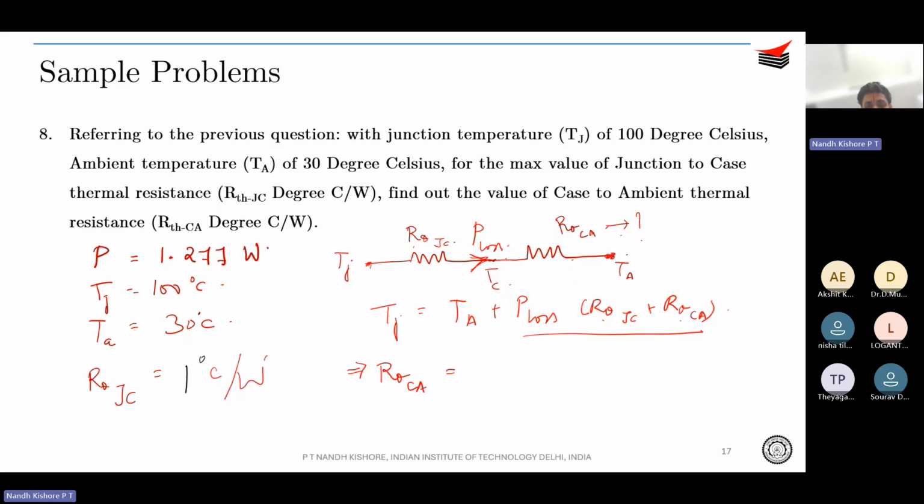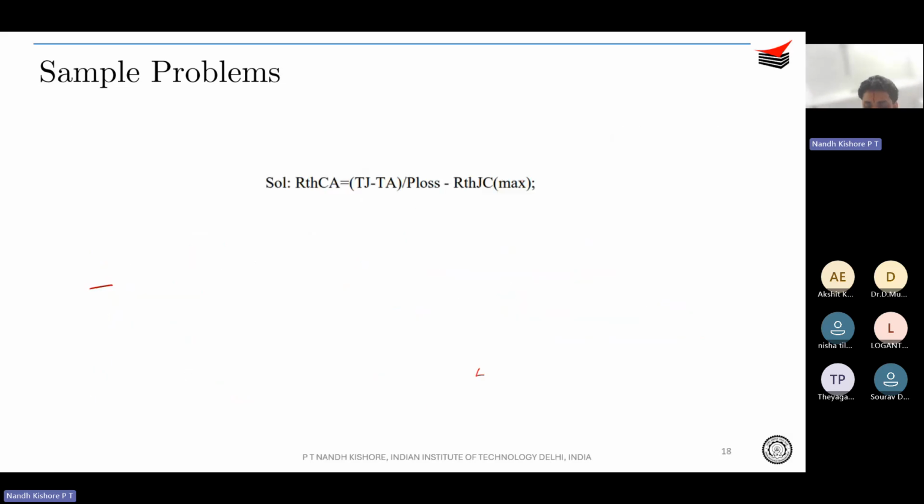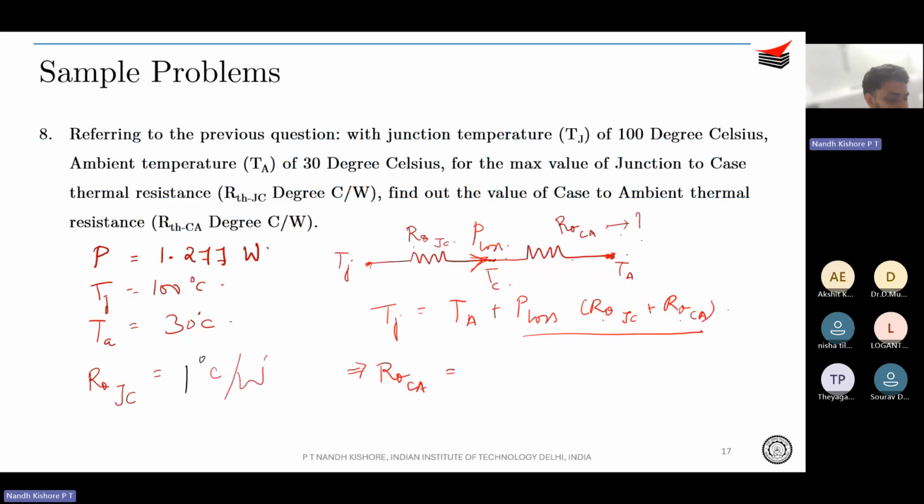Okay. So Tj is 100 minus 30 is 70, divided by 1.277, minus 1 degree per watt. Yeah, so it's around 53.82 degree per watt is what we are getting. Okay, this is just from the thermal chain of the device. Okay, and R theta Jc is available from the data sheet.